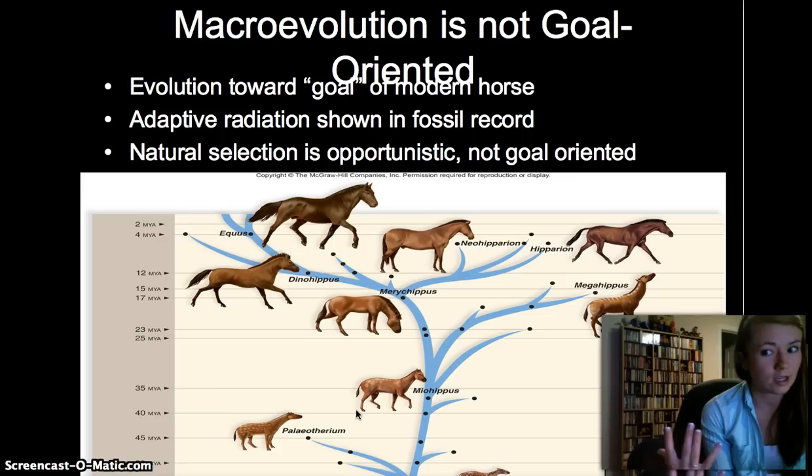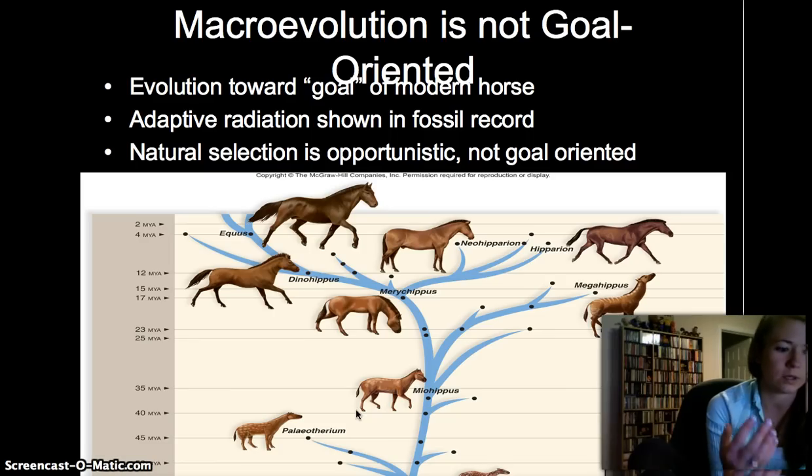But it wasn't goal-oriented. Evolution was not working on making the perfect horse. It just so happened that that one was the one that was able to live and survive.